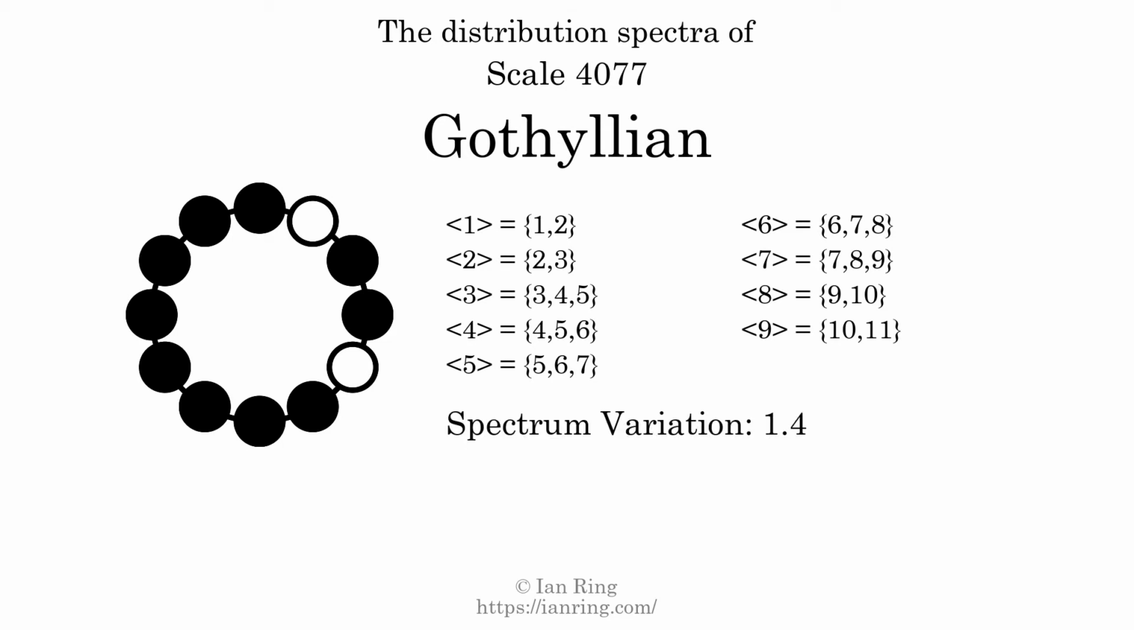The spectrum variation is the sum of all the widths, divided by the number of tones. The spectrum variation of this scale is 1.4. Since the variation is greater than 0, this indicates that the scale is not perfectly even. The highest spectrum width is 2. Since this is greater than 1, we know that this scale is not maximally even.